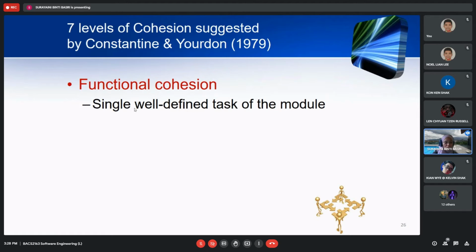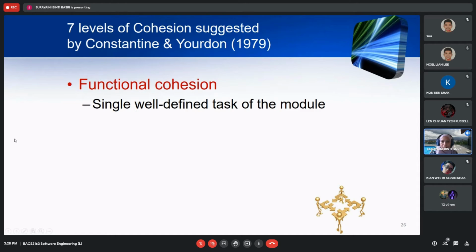Okay, so functional cohesion is where you group each of the modules or functions based on the function of the system, not because of the sequence of execution, not because of the communication between the modules. Okay, so far so good for cohesion.